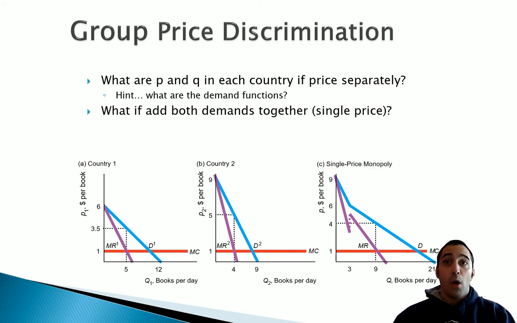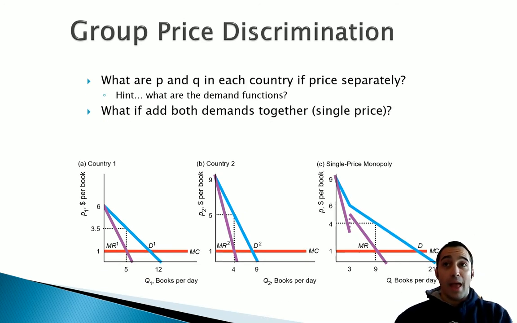And the question here is, well, run it back. What is the optimal price and quantity in each country, and what happens when you separate? We could do this graphically as before. Marginal cost equals marginal revenue, follow the curves. Or we could do this more carefully.